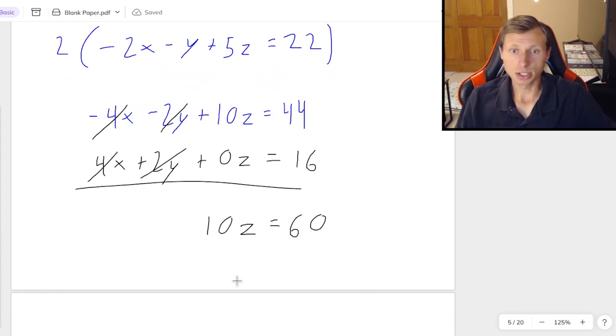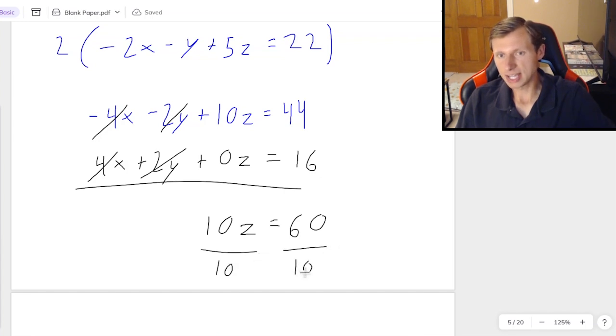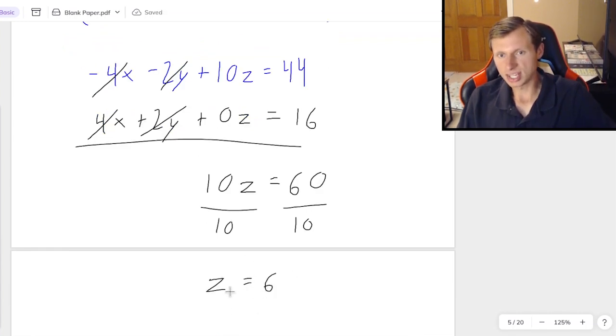Now one thing I want to mention, this one actually has a shortcut. I don't have to do the same thing I did for the last problem, because right here I can just divide by 10 and I get z equals 6, and I'm already well on my way to answering the question.